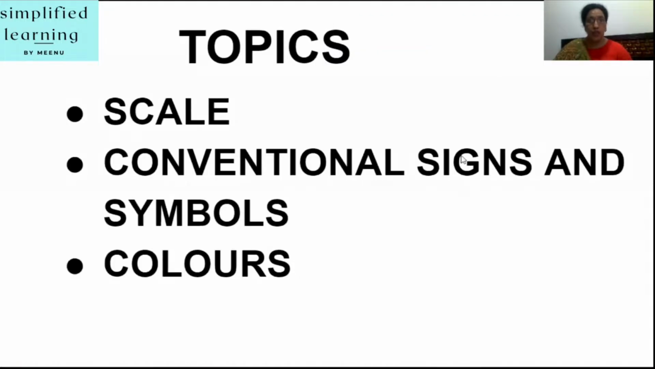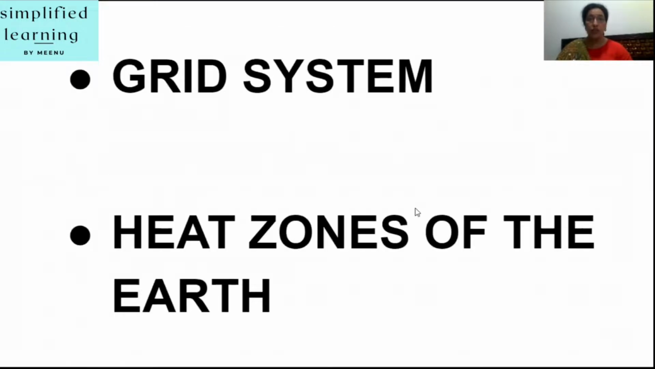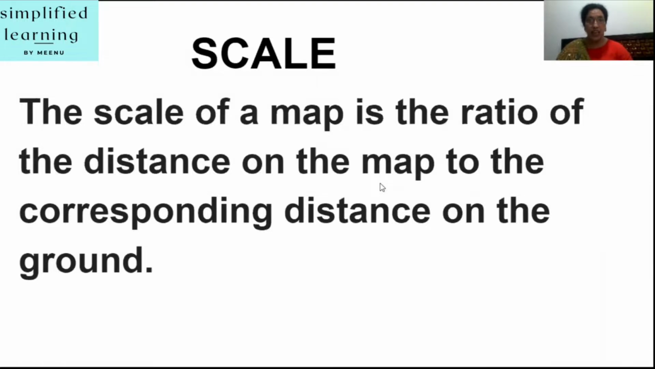So the topics for today are scale, conventional signs and symbols, colors, grid system, and heat zones of the earth. So let's do them one by one. The first is scale. The scale of a map is the ratio of the distance on the map to the corresponding distance on the ground.